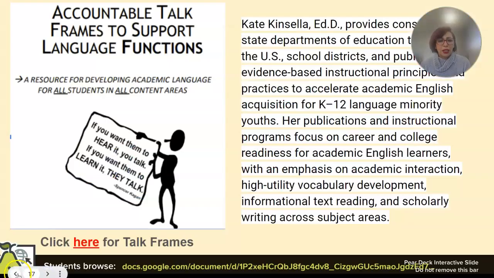How about Kate Kinsella? You can read here a little bit. She works a lot with English learners, especially long-term English learners. I'm just going to read this part right here. She has publications and instructional programs that focus on career and college readiness for academic English learners, with an emphasis on academic interaction, high utility vocabulary development, informational text reading, and scholarly writing across subjects. So notice again that emphasis on the academic portion of discussions.